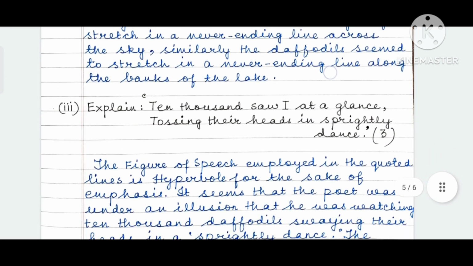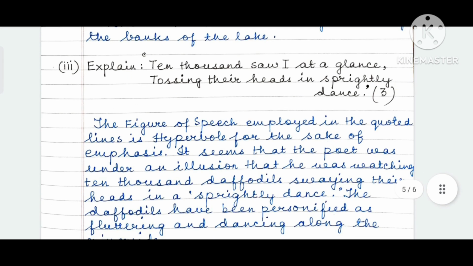Question 3 again, explanation. Learn how to write explanations. You will get word meanings. You will be asked to explain expressions or lines from the extract according to the new pattern. 10,000 saw I at a glance, tossing their heads in sprightly dance. The figure of speech employed in the quoted lines is hyperbole for the sake of emphasis. What is hyperbole? Hyperbole is exaggeration. When you speak too much about something for the sake of emphasis.